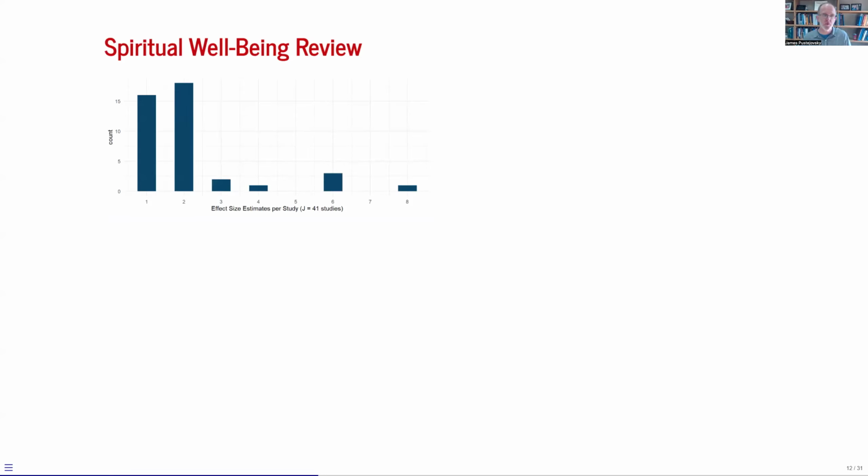So here's one simple descriptive from the Spiritual Well-Being Review. It's just a count of the number of studies by how many effect size estimates are included in each study. So you can see we've got about 16 studies that just have a single estimate, maybe about 17 or 18 that have two estimates, and then a couple that have between 3 and 8 estimates. This is pretty typical of the amount of multiplicity that you might see in a meta-analysis in psych or in education.